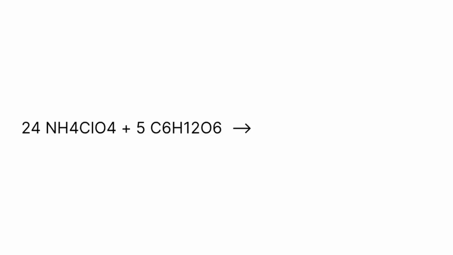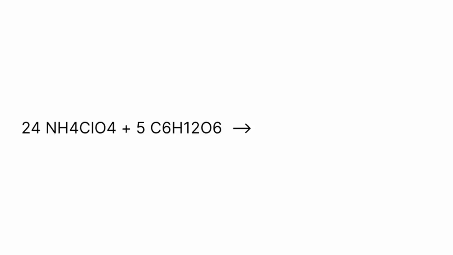You switch them around. You're going to put 24 and assign it to the oxidizer, ammonium perchlorate. -5 is going to turn into a 5 for your glucose. And this is going to set you up for a totally balanced reaction. After that, we're going to get our detonation products. So this is what's going to finish the balanced reaction.